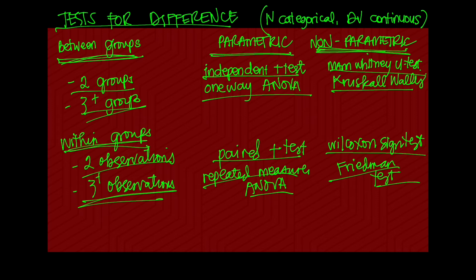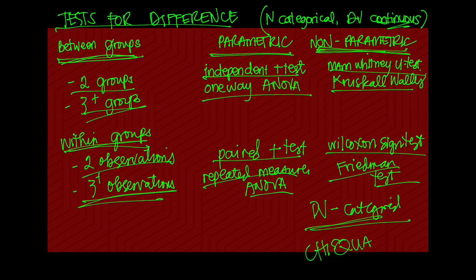Now, what if your dependent variable is also categorical? Of course, since it's no longer continuous, you will not be able to use all of this that I have listed. If the dependent variable is categorical, and you want to see associations between a categorical independent variable and a categorical dependent variable, we use a chi-square. The good thing about chi-square is that in itself, it's a non-parametric test. So whether or not you have achieved normality, it's okay because you use a chi-square.